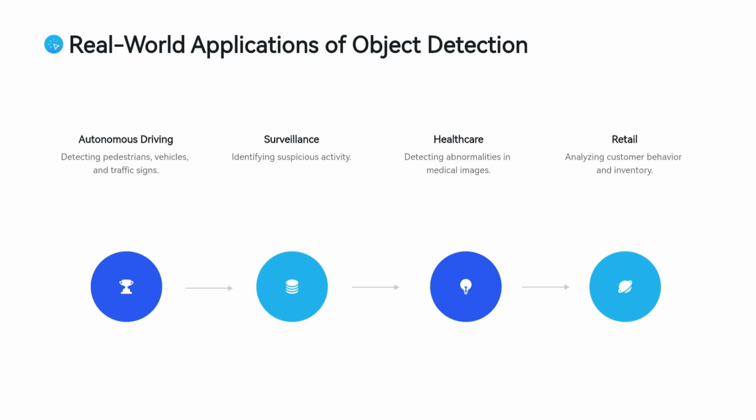Retail. In retail, object detection can analyze customer behavior, track inventory levels, and even prevent shoplifting by identifying objects being moved or stolen. These applications demonstrate the importance of object detection in automating tasks and improving decision-making across various sectors.